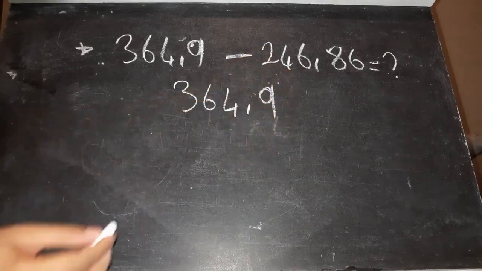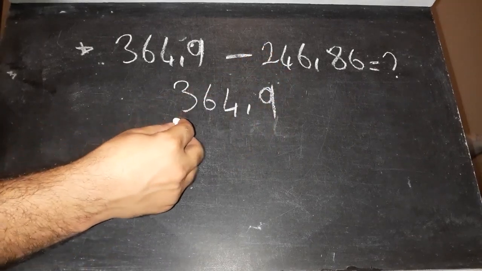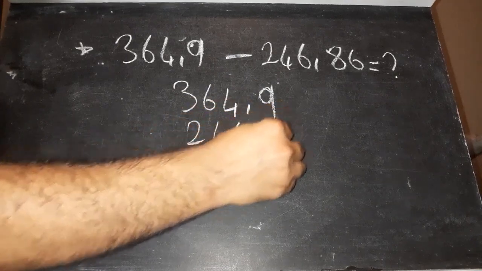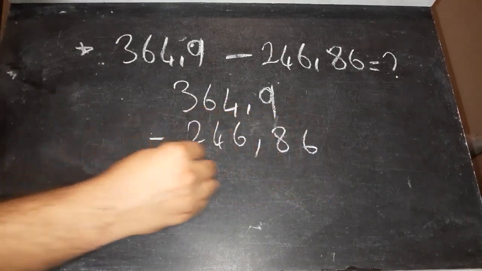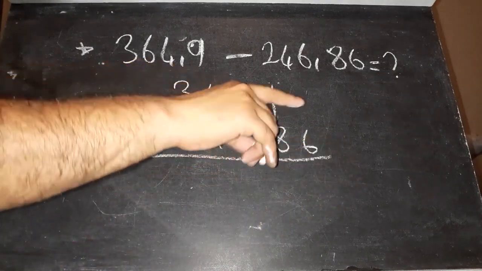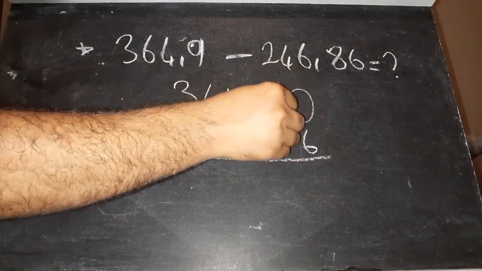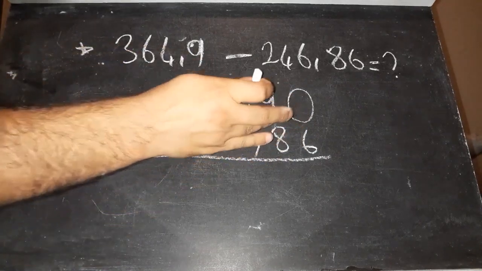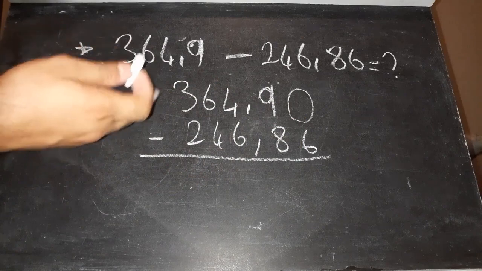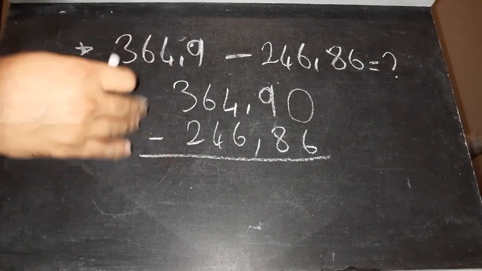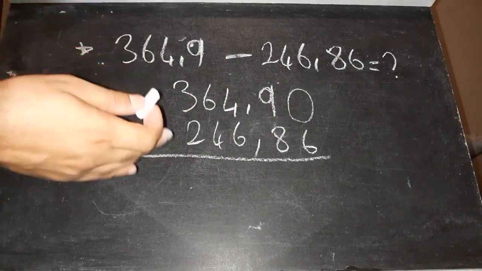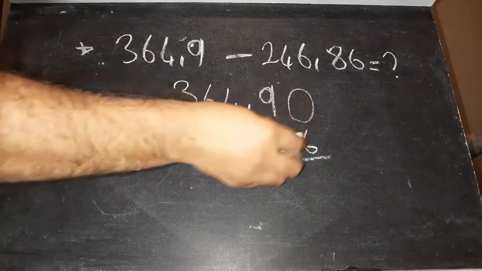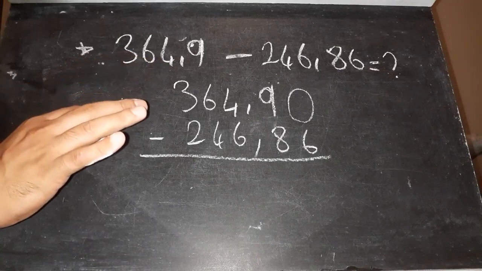364,9. When you write underneath the same place value, it will be like this: 246,86 minus. See, I have one empty place. You must put 0 there. Remember, in a few questions I told you you don't have to put those zeros, but in some questions it is going to be a problem. You won't be able to solve the question if you don't put 0 there. This is that question. See, if you don't put 0 there, you won't be able to solve this question correctly.